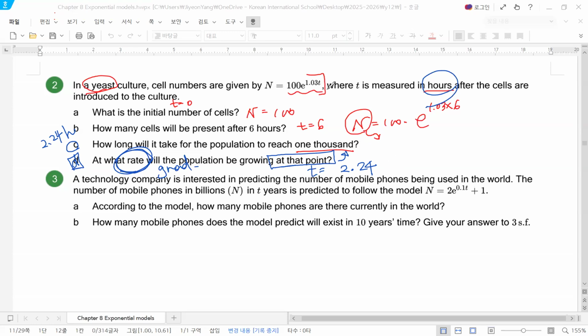And then the gradient, let's find the gradient. What is the gradient? 100 times 1.03 times e to the power of 1.03t. Understand? And then you can substitute 2.24 for t and find the value here. Students, do you understand? No? Victoria, no?